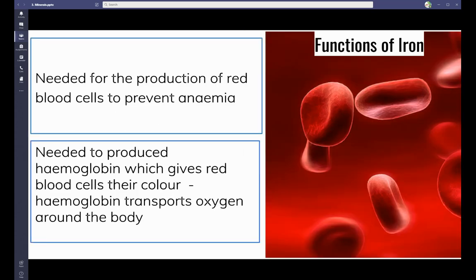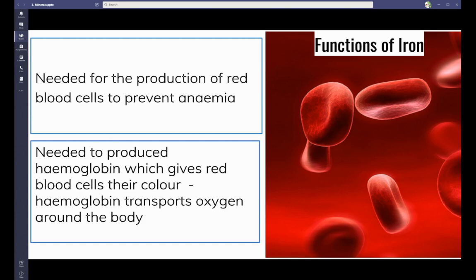So next, moving on to the functions of iron. Now, iron is a component of hemoglobin. Now, hemoglobin is a substance that forms red blood cells and basically transports the oxygen all around your body. Hemoglobin gives the red blood cells their colour, and if we were lacking in this, we would feel really tired.